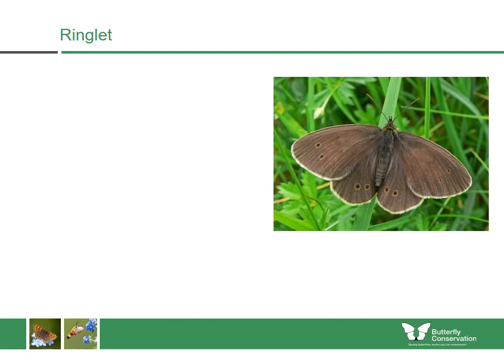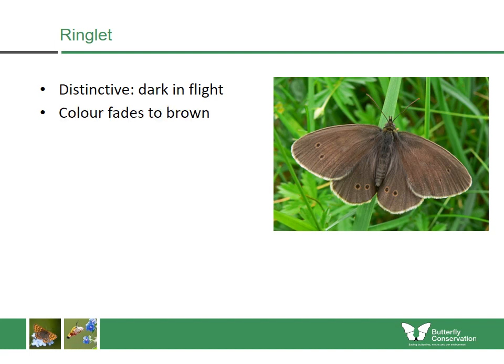Now we're on to the browns, and the first one we'll start with is the ringlet. This butterfly is quite distinctive. It's quite dark in flight, especially when they first emerge. They look almost black because they're a very dark brown in appearance. They do have some little dots on the upper surface of the wing, but they might not be distinctive, especially in fresh butterflies. And the butterfly, as it gets older, can fade to a lighter brown appearance.